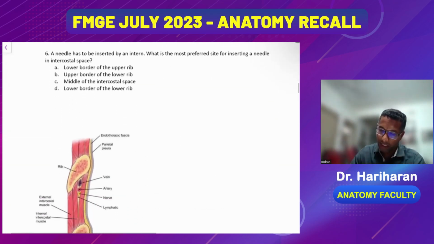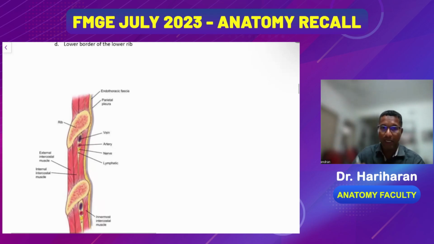Now next, again a procedure-based question. A needle has to be inserted by an intern into the pleural cavity, preferably for aspirating the pleural fluid. What is the most preferable site for inserting a needle in the intercostal space?